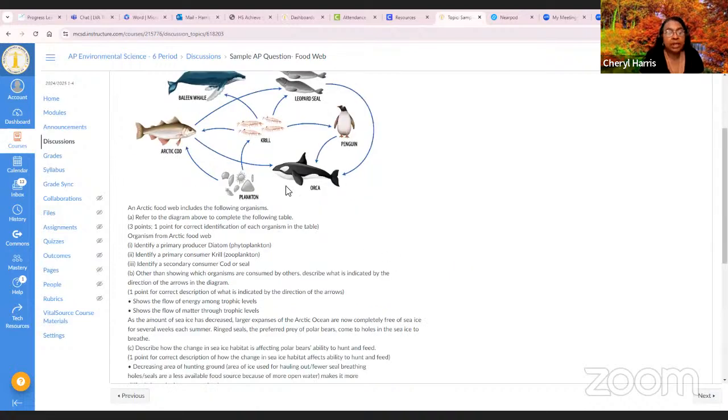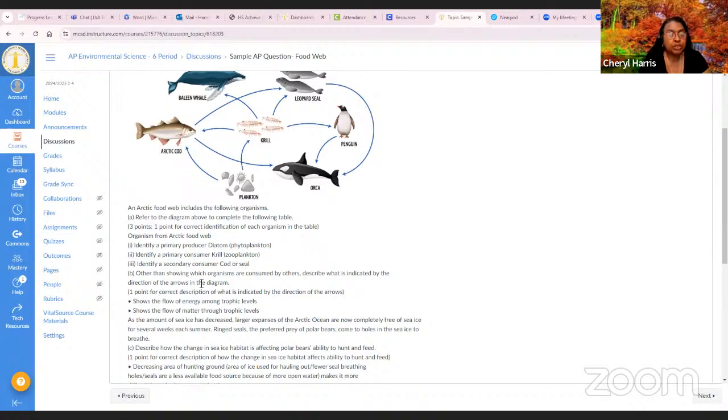All right. So the other thing they're asking you to look at. I imagine that on the test, they would have asked you to circle them. So when it said identify your producer, you would have typed in producer on the diagram. You would have typed in primary consumer on the diagram next to krill. You would have typed in secondary consumer next to the cod or next to the seal. So that would have been what they would have asked you to do.